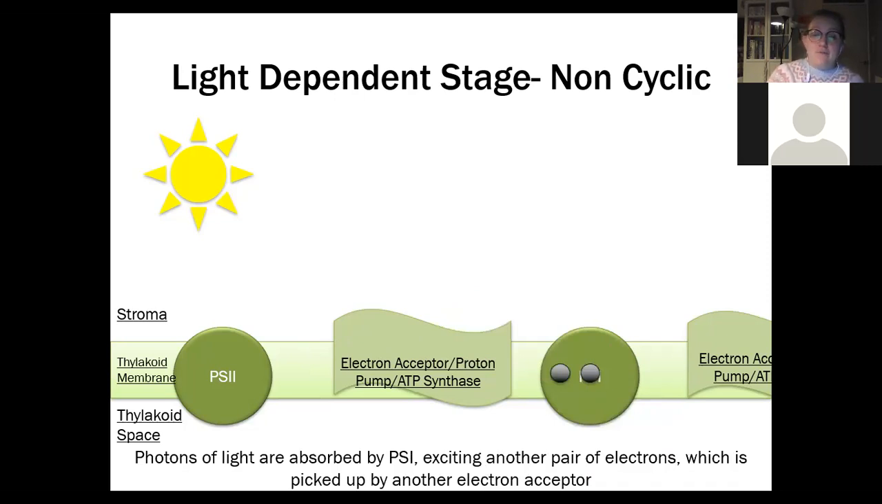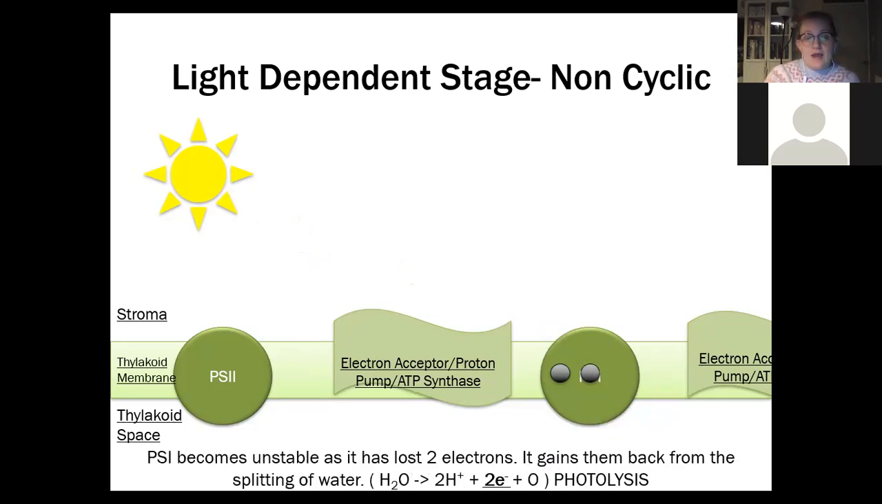Photons of light are absorbed again by photosystem 1. They excite another pair of electrons, which is then picked up by another electron acceptor. Now remember, this is a different pair of electrons. PS1 becomes unstable because it has lost two electrons, and it gains them back from the splitting of water in photolysis.